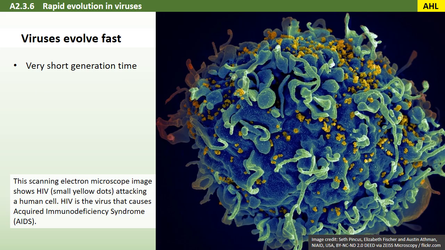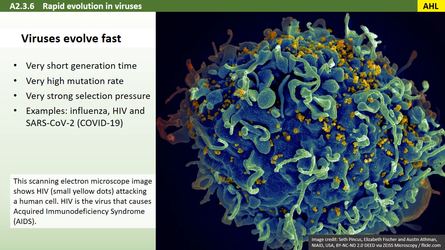Viruses evolve fast because they have a very short generation time, they have a very high mutation rate, and they experience very strong selection pressure. Examples of viruses with rapid evolution include the influenza virus, HIV, and SARS-CoV-2.